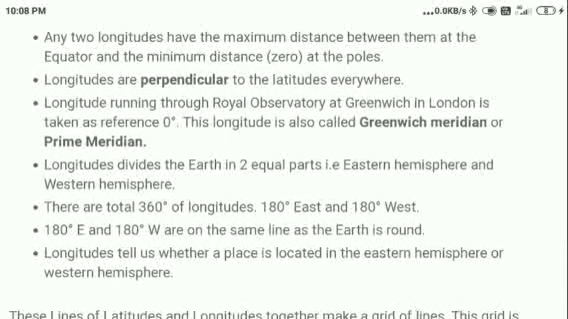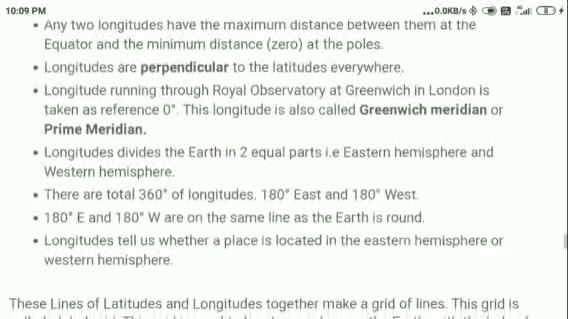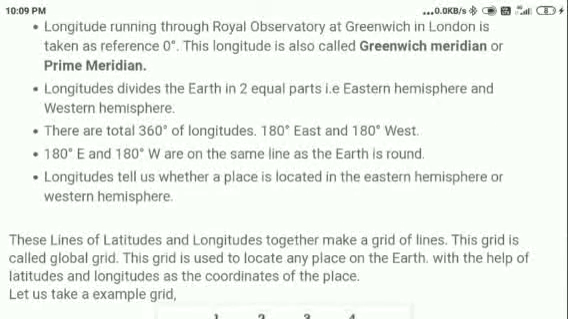Longitudes are perpendicular to the latitudes. Latitudes are horizontal and longitudes are vertical. The longitude runs through the Royal Observatory at Greenwich in London. That is why we are taking that as reference. It was just decided as the reference. So that is why we call it the Greenwich meridian or prime meridian. Meridian is another name for longitudes.